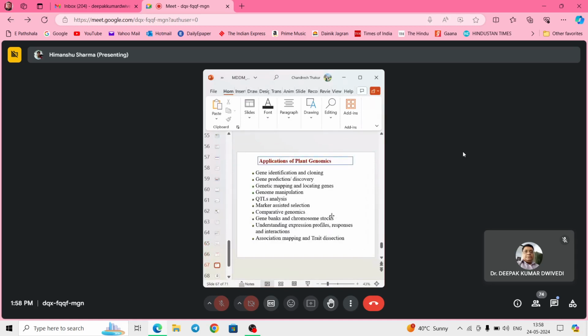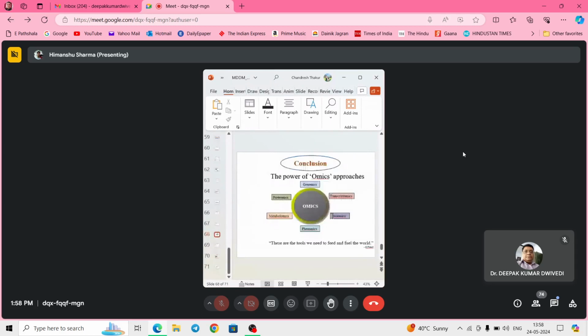Applications in plant genomics include gene identification and cloning, genome manipulations, marker assisted selection, comparative genomics, QTL analysis, association mapping, and trait dissection. The conclusion is that omics is central. In the last slide, I covered proteomics, metabolomics, and phenomics. Omics has the power to fuel the world through research.